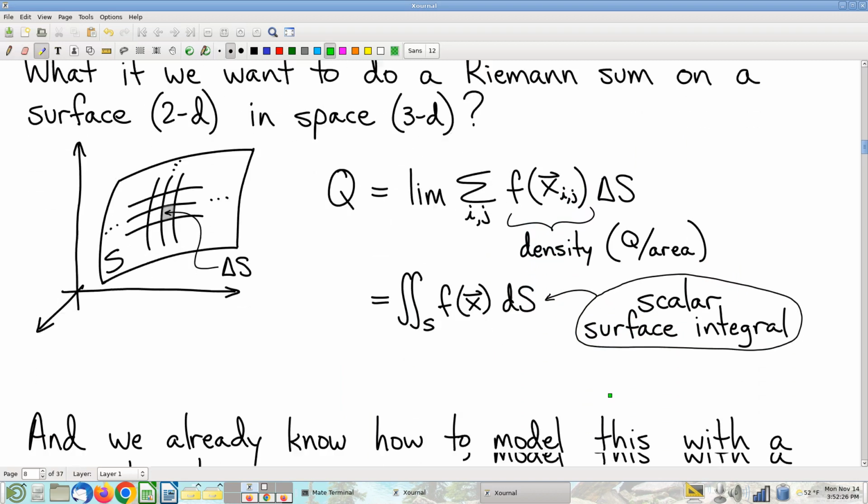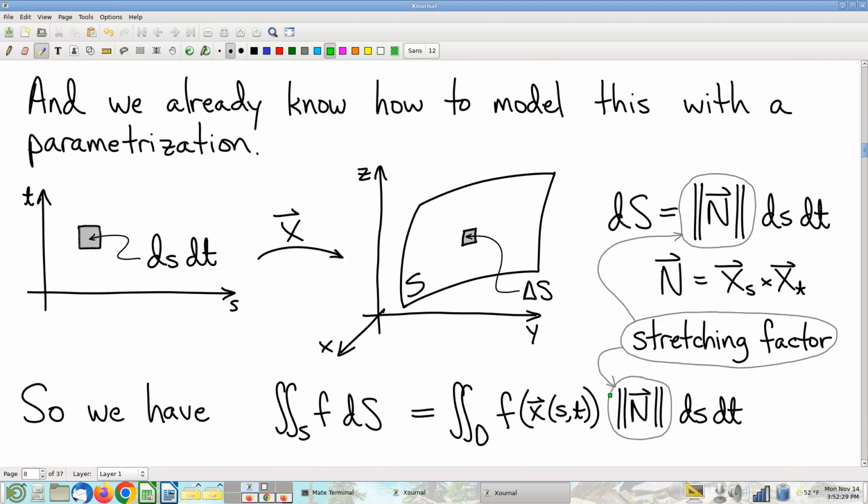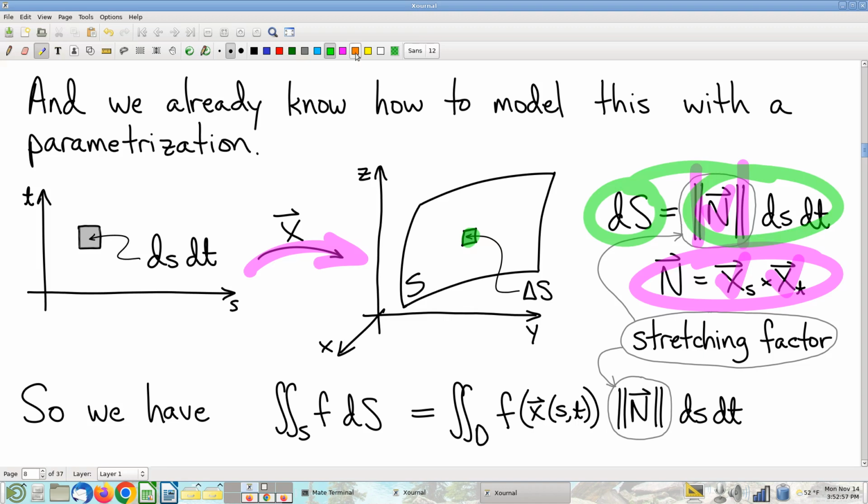And believe it or not, we already know how to compute them. We just have to put the pieces together. If you want to compute an integral over a surface that you have parametrized, keep in mind once you've got a parametrized surface, you can compute the partials. That means you can compute capital N. That means you can take the magnitude and get that stretching factor. That means that you know how output area relates to input area. And now we just have to plug that in.